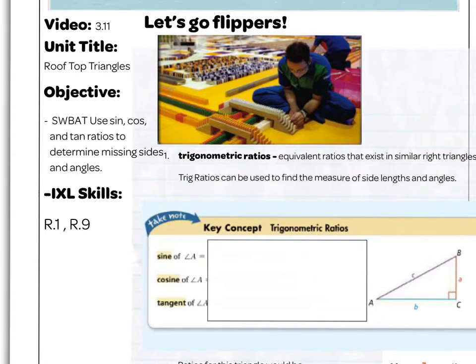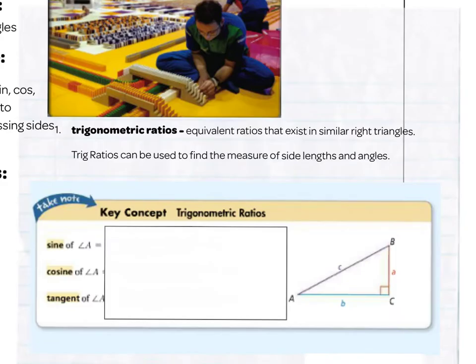Alright, let's go flippers. So the most recent lesson we worked with was Pythagorean theorem, and we were looking at right triangles. So we're going to stay working with right triangles, and something that actually works with right triangles are called trigonometric ratios. That's right, guys, we are doing trig. So trigonometric ratios are equivalent ratios, A over B, 2 over 3, those are ratios, okay, that exist in similar triangles.